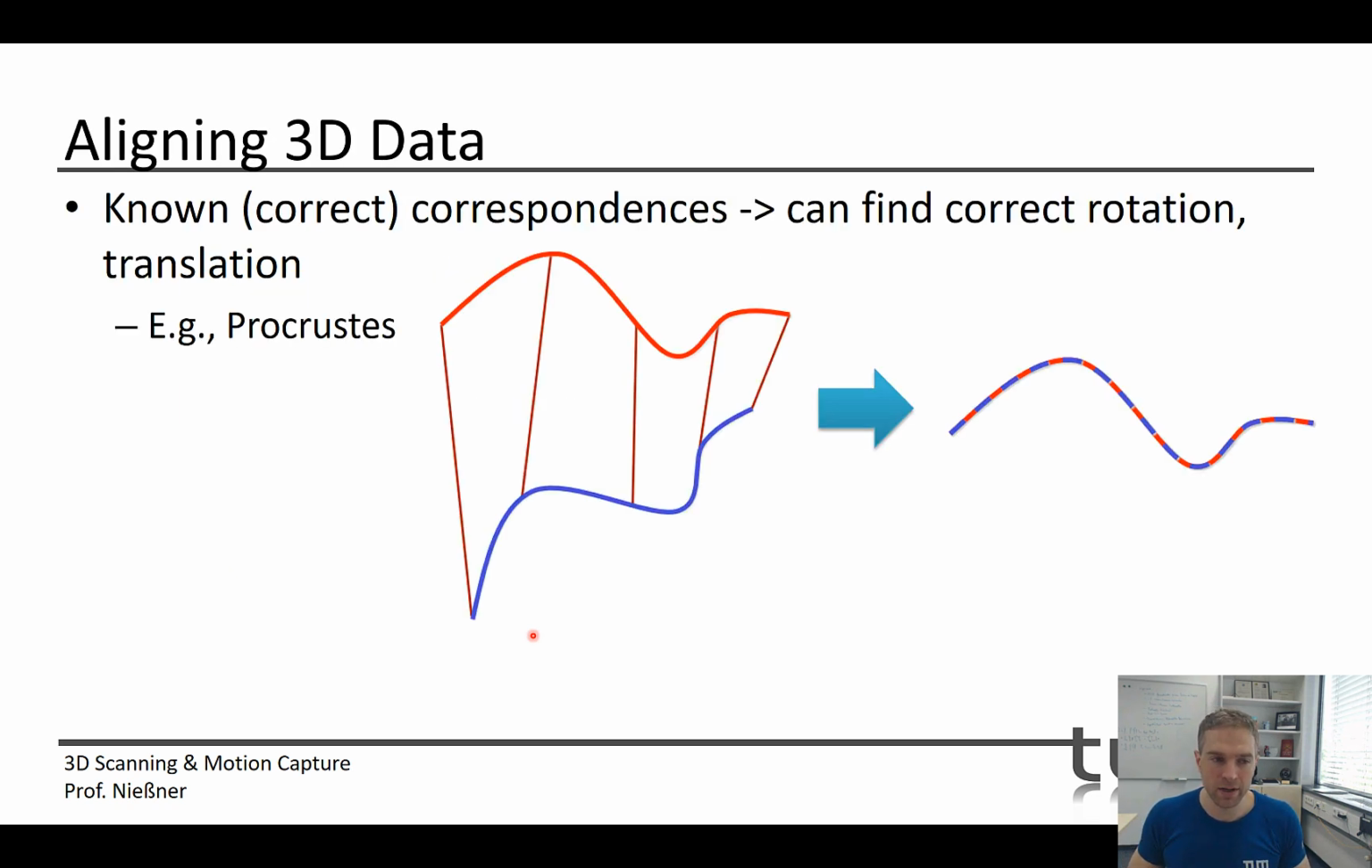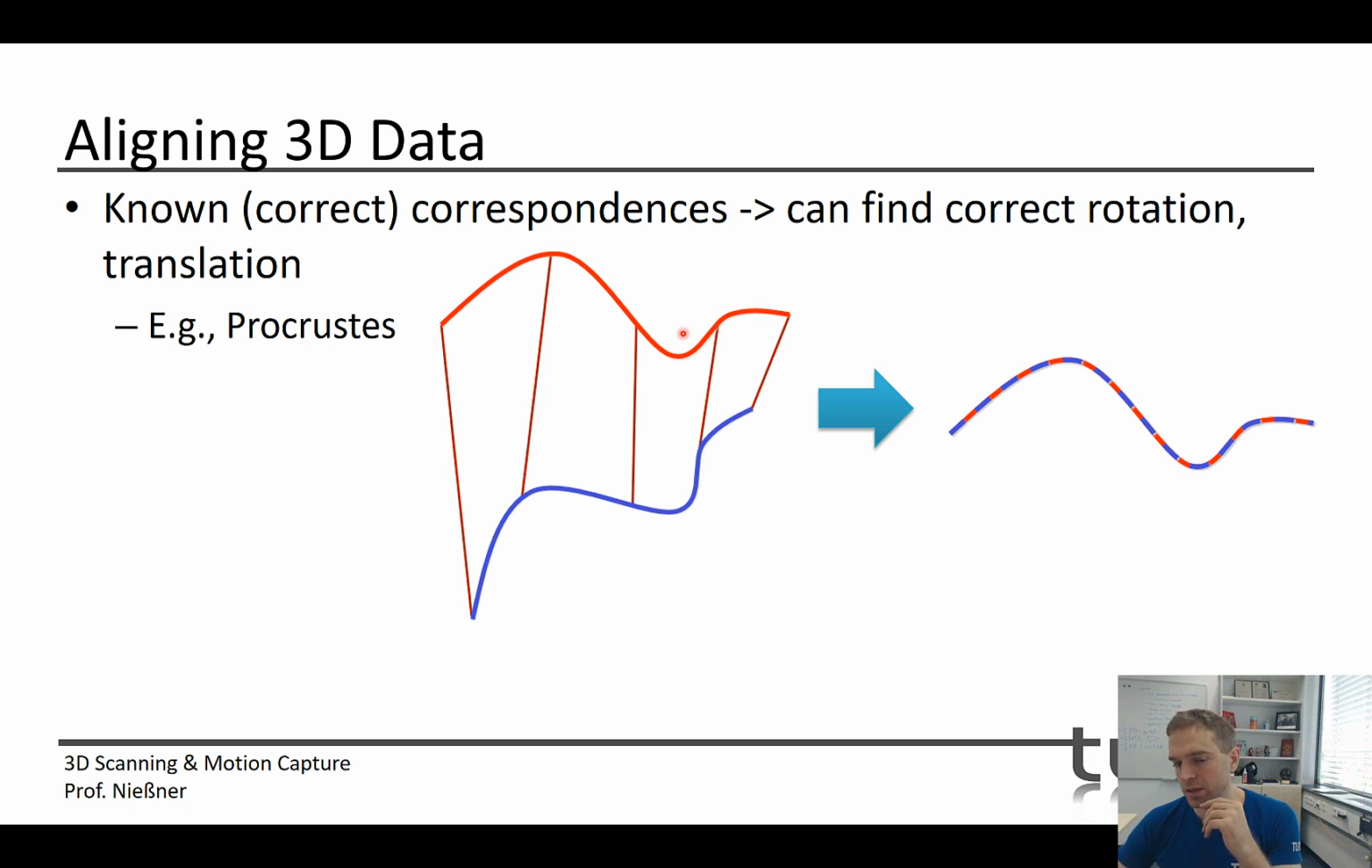To illustrate the problem again, if you want to align two point clouds, let's say these are the red curve and the blue curve here. If we have known correspondences between the two, so you know this point matches to here, this point to here, and so on, then we can find the correct rotation and translation in one shot. This is the Procrustes algorithm, and it is relatively straightforward to do. You take these points, compute the covariance matrix, and then the SVD of this covariance matrix gives you the rotation.